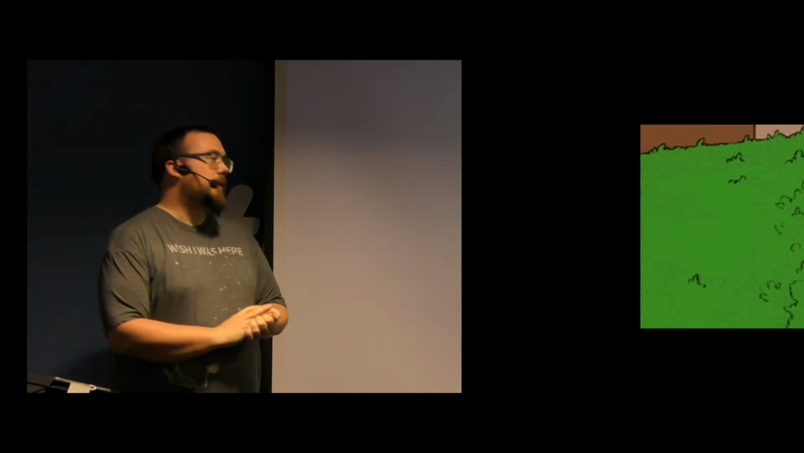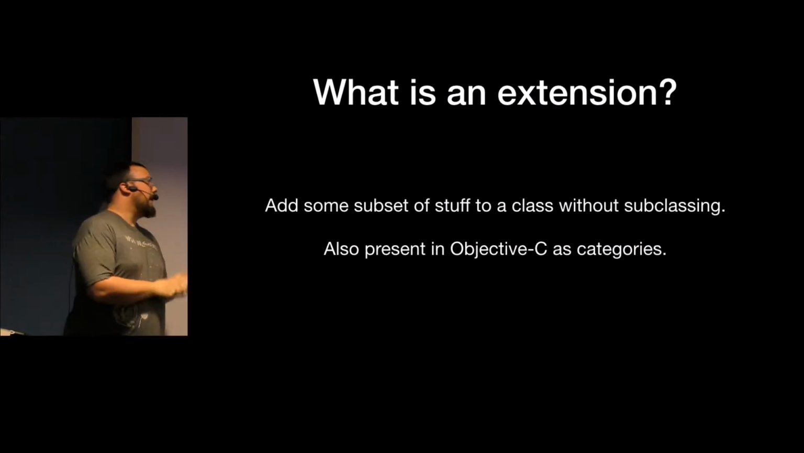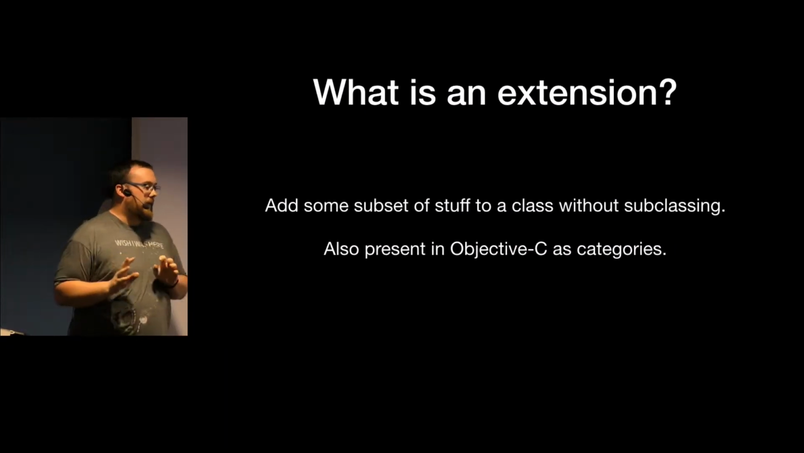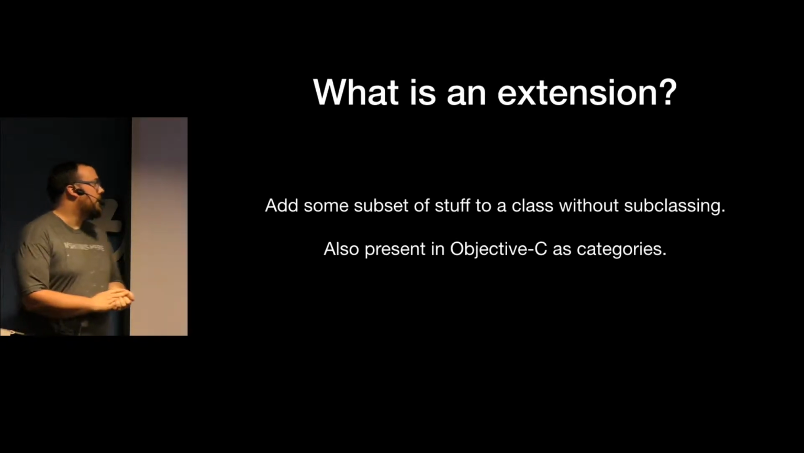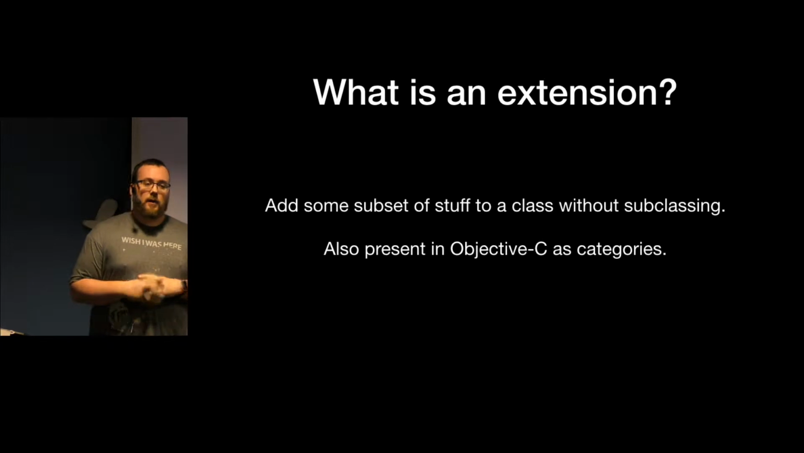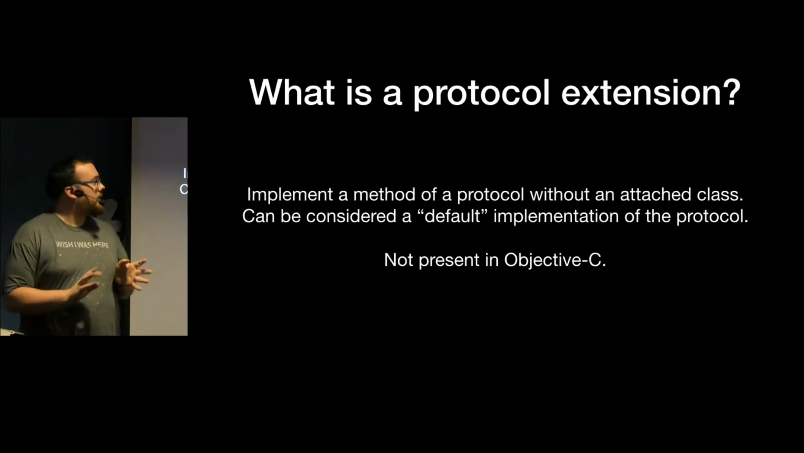So to take a little step back, a Swift extension is a way of adding some set of things to a class that has already been declared elsewhere, whether it's in your own code base or in another code base. Class extensions are also present in Objective-C. In Objective-C, they're called categories, and they've been around since forever. Protocol extensions are newer.